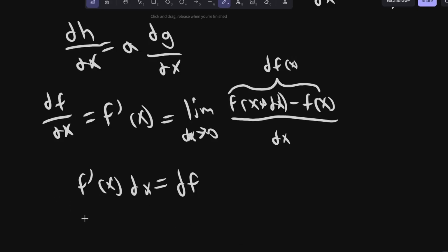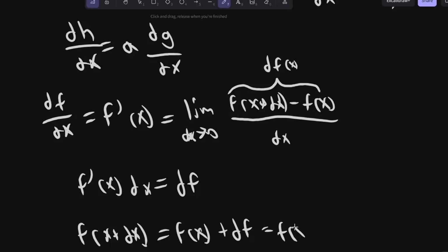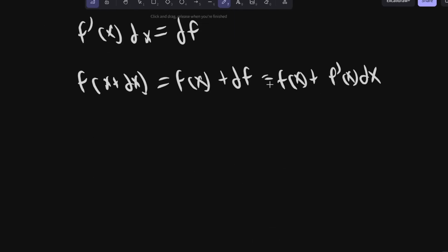Okay? Now, we can also say, consider f of x plus dx, right? Then that's equal to df plus f of x. So that's f of x plus df. But that's just f of x plus f prime of x dx. So we're going to use this fact a lot in our next proof, that f of x plus dx is just the function plus its derivative times dx.